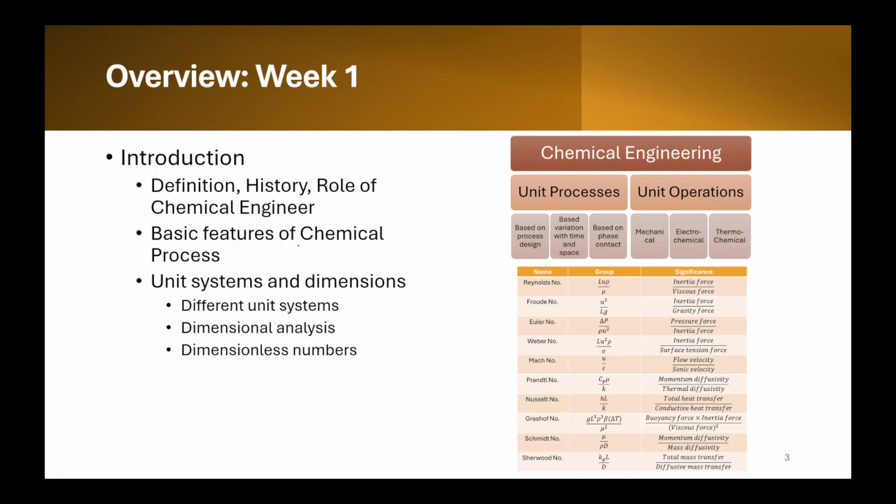Then we moved on to the basic features of a chemical process. Here, chemical engineering is divided into two types: either unit processes or unit operations. Unit processes involve chemical changes, while unit operations only involve physical changes. No chemical changes occur there. Unit processes can be classified based on process design, which can be batch, semi-batch, or continuous, then based on variation with time and space, and then based on phase contact. So it can be multi-phase, single phase, and so on.